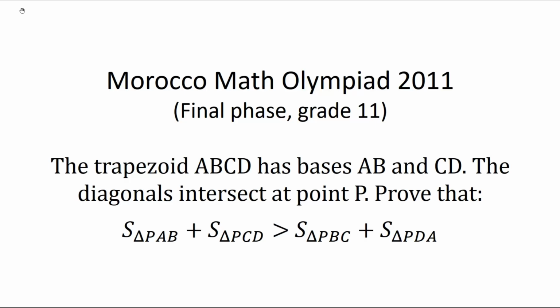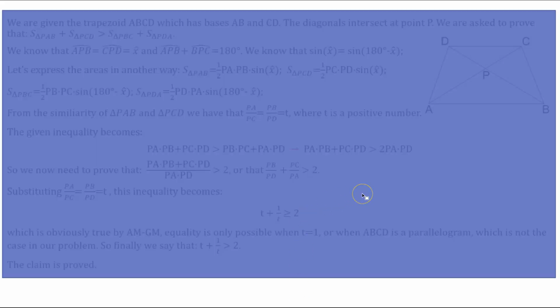The problem statement is as follows. The trapezoid ABCD has bases AB and CD. The diagonals intersect at point P. Prove that the area of triangle PAB plus the area of triangle PCD is greater than the area of triangle PBC plus the area of triangle PDA. As always, if you have any solution to this problem, please present it in the comments.